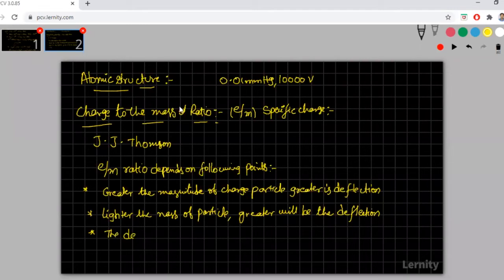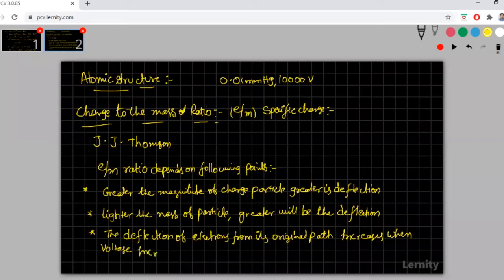And next, the deflection of electrons from its original path increases when voltage increases. Understand clear? When voltage increases.